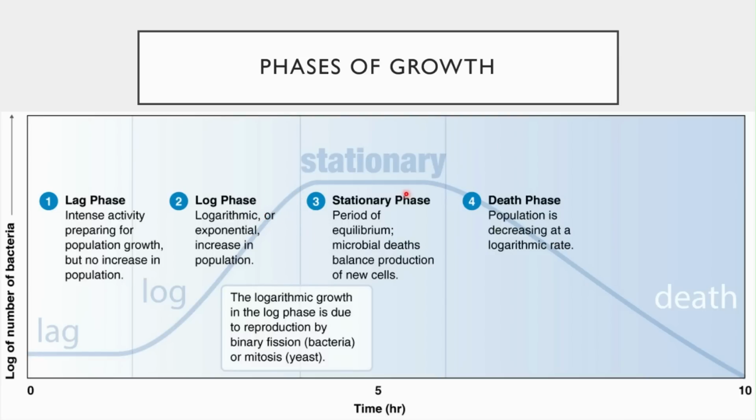Eventually, we reach the stationary phase, and this is a period of equilibrium where the number of microbial divisions equals the number of deaths. So the population is stable through here. And this is a period where the concentration of microbes is so high that the nutrients are starting to become a limiting factor here, or it could be the oxygen available in the medium, whatever it might be that's available there.